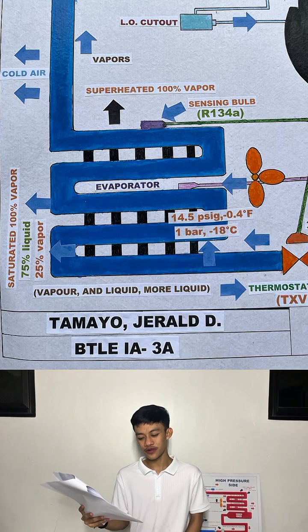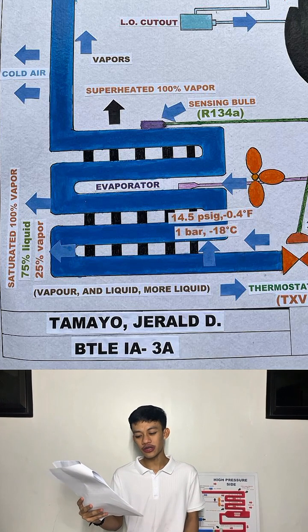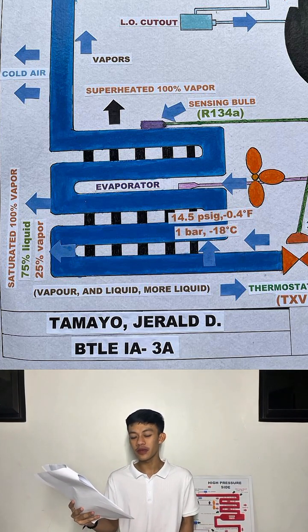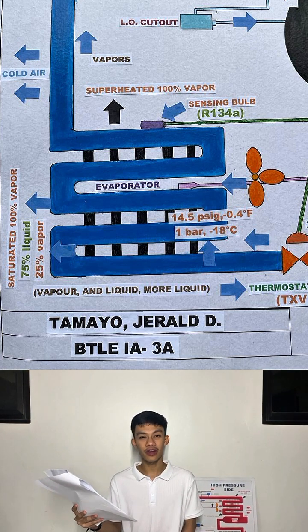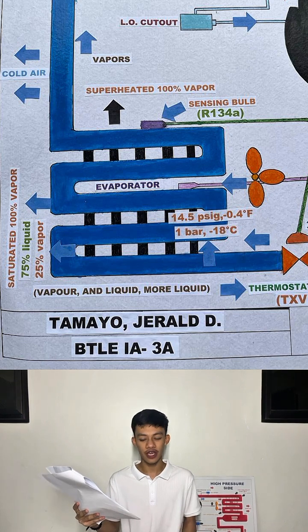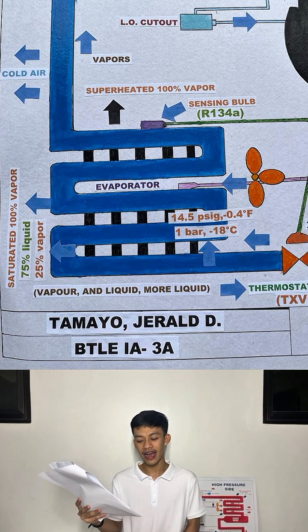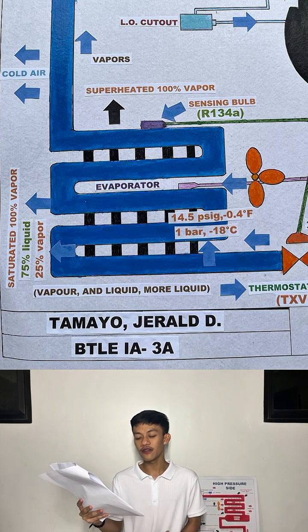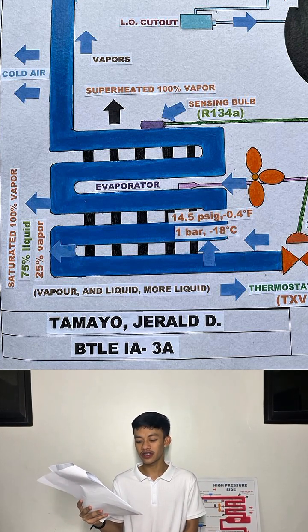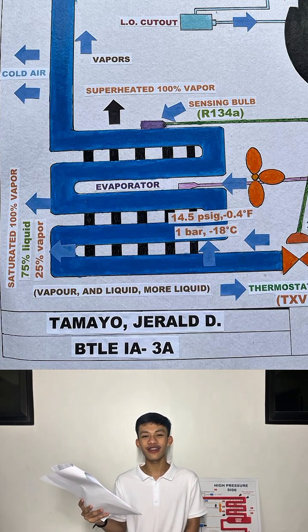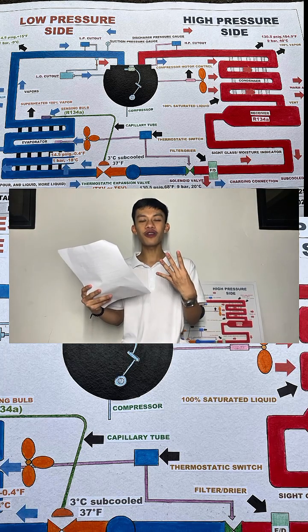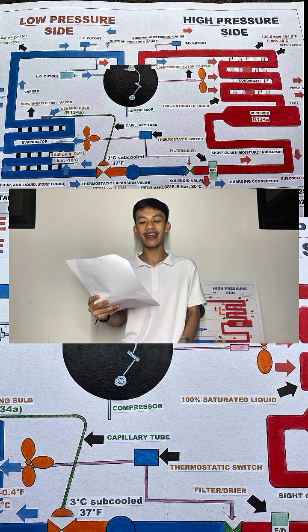Lastly is the evaporator. The evaporator plays a critical role in a refrigeration system by transforming low pressure, low temperature liquid refrigerant into a vapor at low pressure but higher temperature. This transformation occurs as the evaporator absorbs heat from the environment within the refrigerated space. So that is the evaporator. Okay, that are the four major parts of the refrigeration cycle.